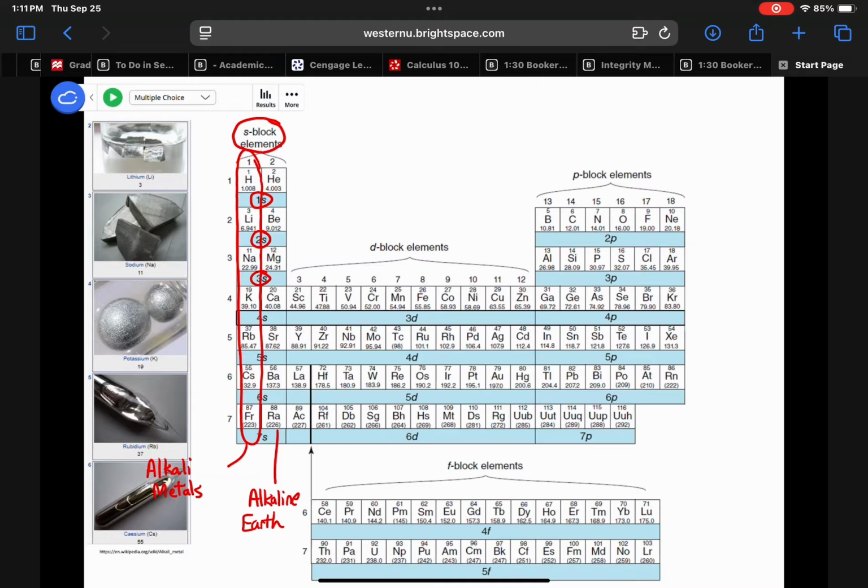Then we move over to our P block elements. And we talked about how for the P, there is no 1p, but it begins at 2 and 3 and goes down from there. We have px, py, pz, 3 p orbitals. Each holds 2 electrons. That's 6. And the P block is 6 elements wide.